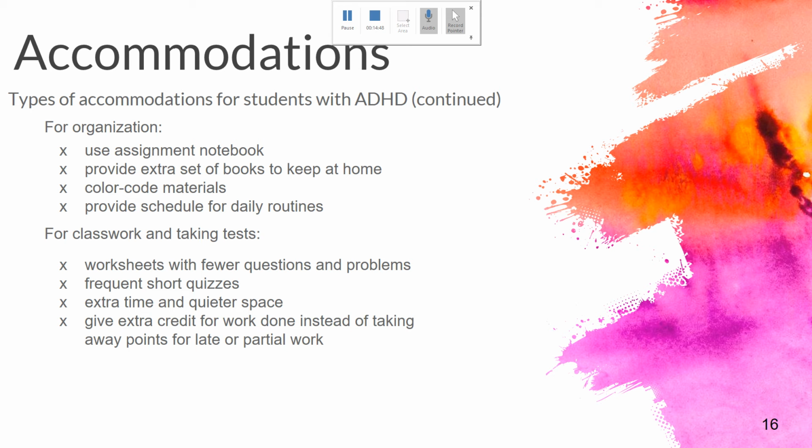Then another accommodation that I really liked that I found was frequent short quizzes. So that instead of having one giant long test for the student to take, you can just quiz them periodically, and then that way you still know that they know the subject that you're trying to teach. However, they're not expected to know it all in one setting.